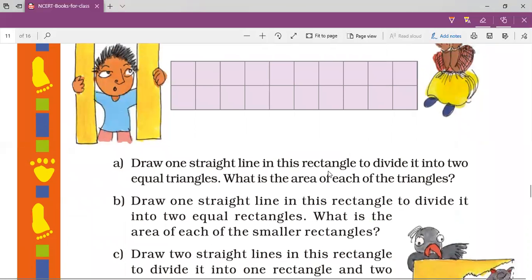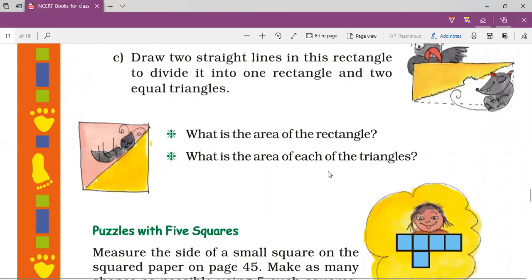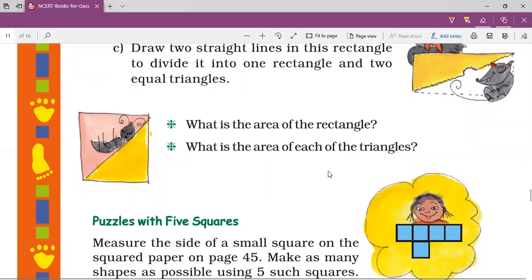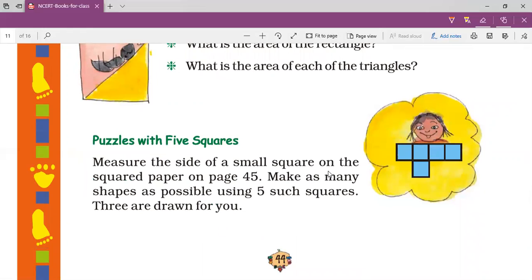Also, from question number 3, some children had drawn in the proper way. Whatever instruction I gave you, you followed it, but some had solved that question in a wrong way. So I showed them how to complete it. Okay, so let's start with the next topic, that is a puzzle with 5 squares, from page number 44.